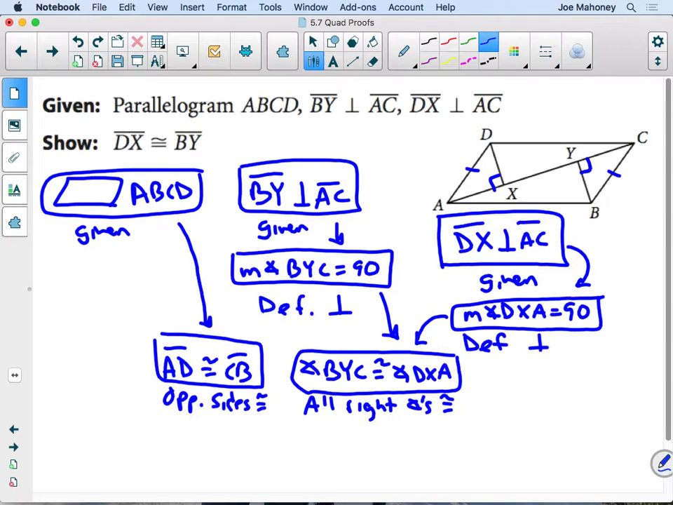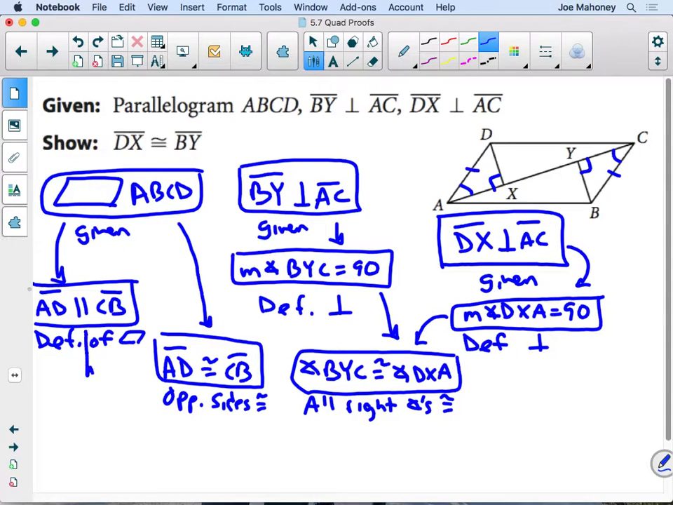So next I'm going to work on my alternate interior angles like I did before to get those two. So the first thing I'll say is that because it's a parallelogram, AD is parallel to CB. And that's what a parallelogram's definition is. And then that's going to lead me to my two angles being congruent. Let's just save a little bit of time and call that angle 1 and call that angle 2. So angle 1 is congruent to angle 2.